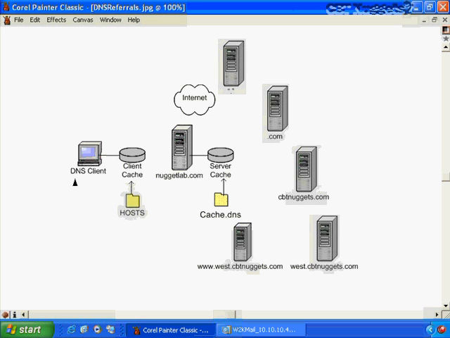First of all, you have a DNS client right here. This would be whichever computer. This could be you looking for a specific website out on the internet. So maybe you needed to find www.west.cbtnuggets.com. Well, what happens with DNS is, first thing the client does, and this is generally true across all operating systems, it looks to see if it's got that name resolved already in its client cache.